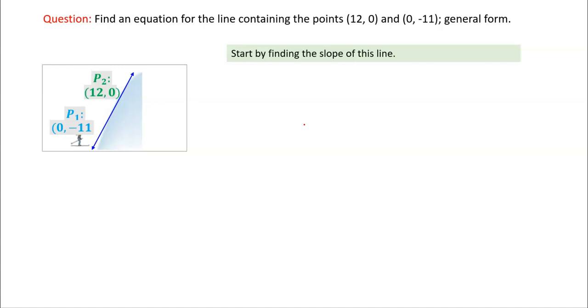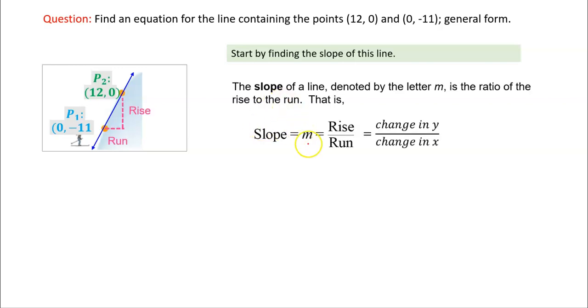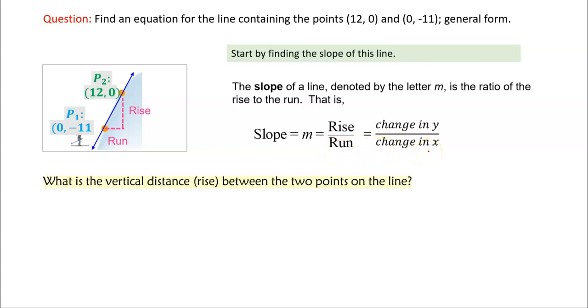To write the equation, we need the slope of the line. Therefore, let's start by finding the slope of the line. Slope m is rise over run. Rise is the change in y coordinates, and run is the change in x. So let's start by finding the vertical distance, rise, between the 2 points. The y coordinates are 0 and -11. So rise is 0 minus -11, which is 11.